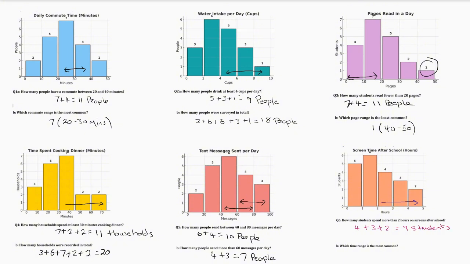What time range is the most common? Well, the most common time range is 6. So you're going to put 6 and between 1 and 2 hours. And that's it.